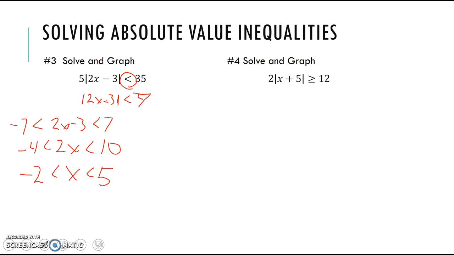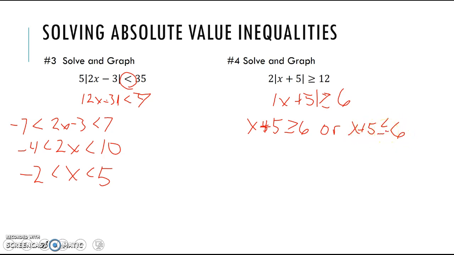If I solve this equation over here, I'm going to start by dividing by 2. I'll have the absolute value of x plus 5 is greater than or equal to 6, which means x plus 5 is greater than or equal to 6, or x plus 5 is less than or equal to -6. And you see the difference here. Because it's greater than, I'm using an or statement. So I'm going to subtract 5 from both sides here. X is greater than or equal to 1. Or here, if I subtract 5 from both sides, x is less than or equal to -11.